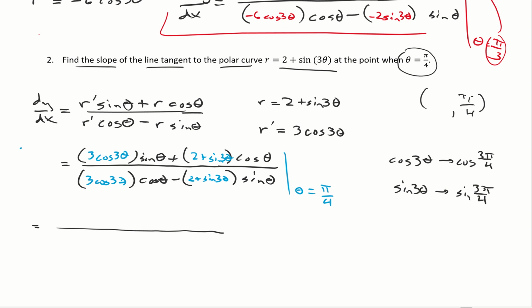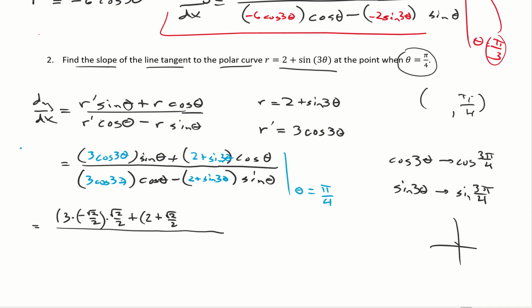So now I'm kind of ready for this. This first guy right here is going to be 3 times. What's cosine of 3 pi over 4? It is a negative radical 2 over 2. What is sine of pi over 4? Radical 2 over 2. Okay. Moving on. Plus 2 plus sine of 3 pi over 4. That guy's radical 2 over 2 positive.